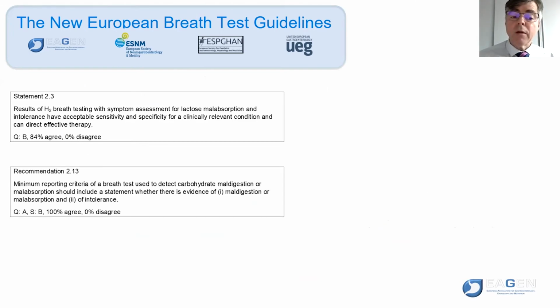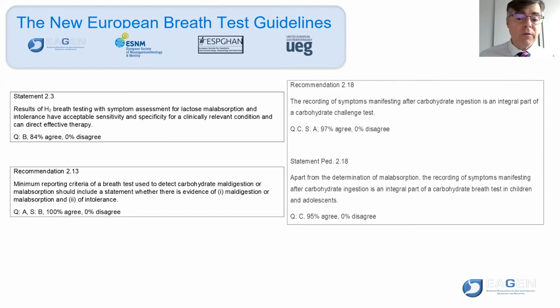Minimum reporting criteria of a breath test used to detect maldigestion or malabsorption should include a statement whether there is evidence of maldigestion or malabsorption and of intolerance, with 100% agreement for this recommendation in the guideline process. The recording of symptoms both in the adult and in the pediatric patients after carbohydrate ingestion is an integral part of a carbohydrate challenge test, with agreement rates of 97 and 95% in the adult and pediatric recommendations.